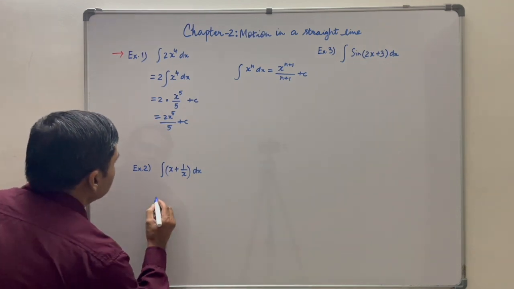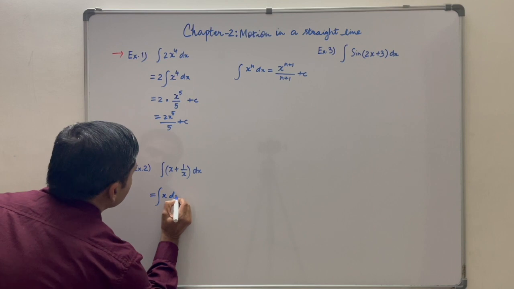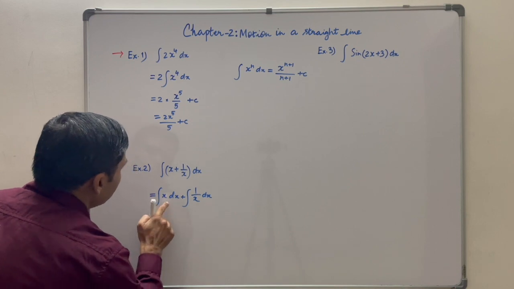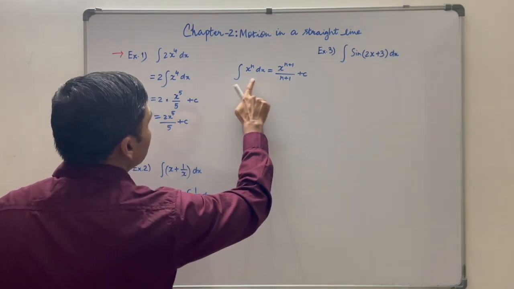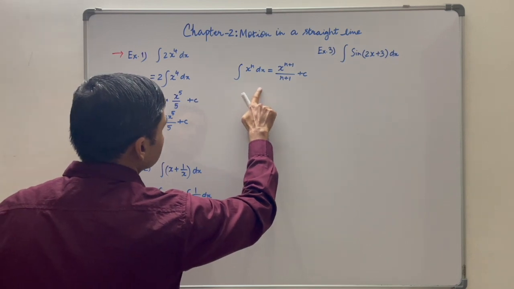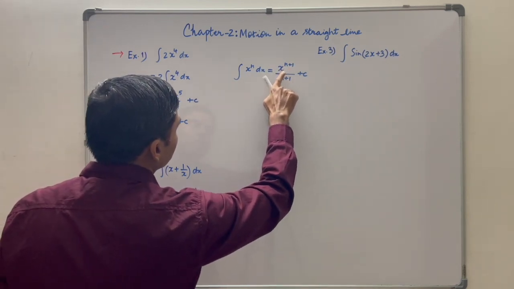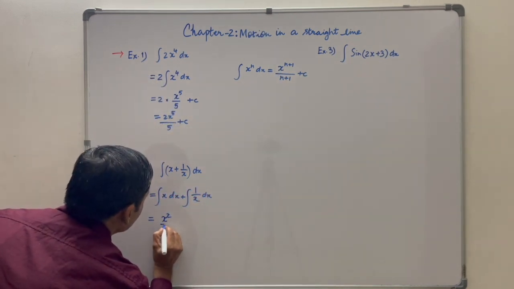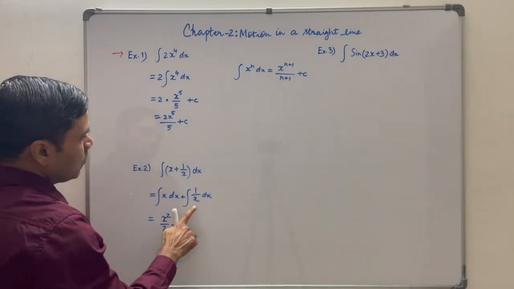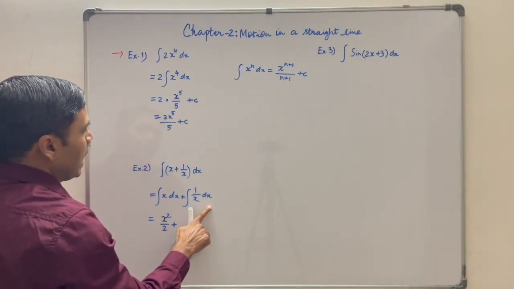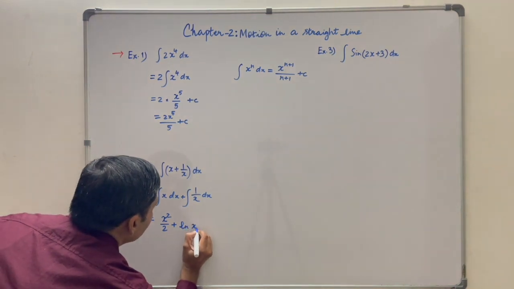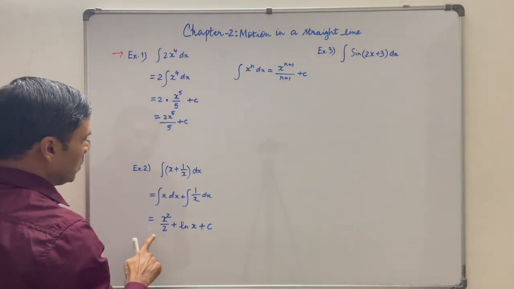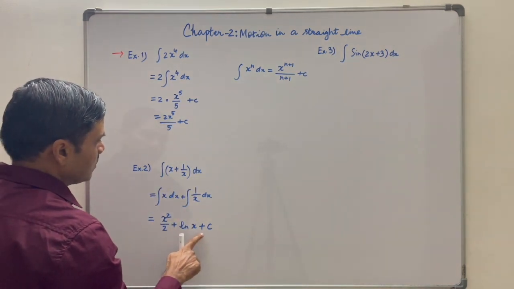So we can write it as integration of x dx plus integration of 1 by x dx. Integration of x dx can be figured out by this. Put n is equal to 1. So integration of x dx will be equal to x to power 1 plus 1 upon 1 plus 1, means x square by 2. So it will be x square by 2 plus integration of 1 by x dx, which is equal to ln x plus constant of integration. So integration of x plus 1 by x dx is equal to x square by 2 plus ln x plus c.